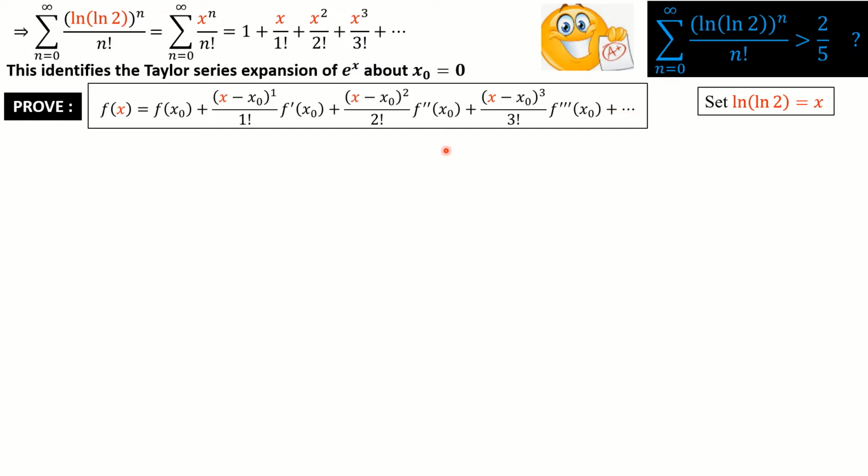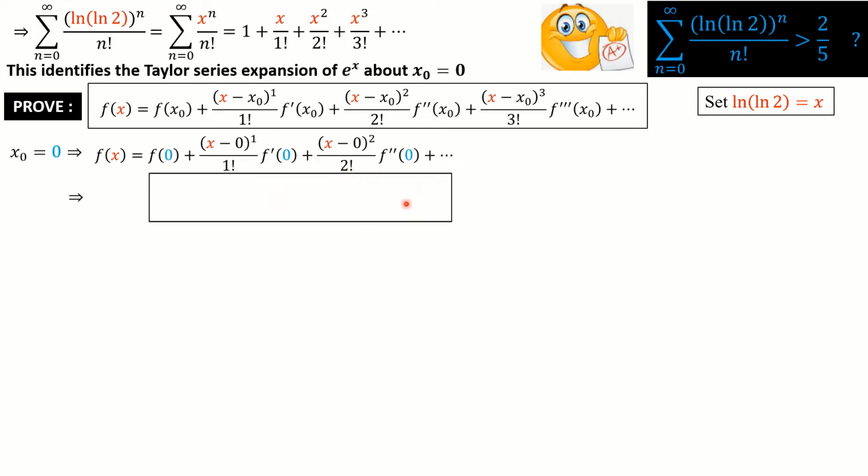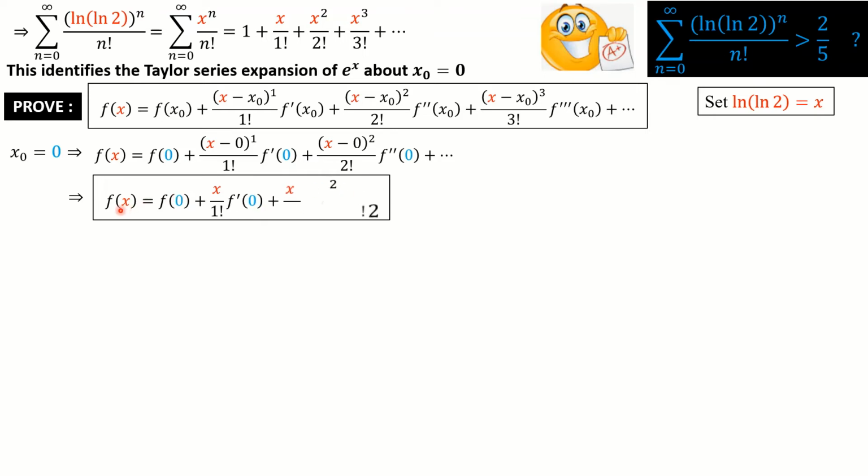Alright, so from there, if I replace x0 with 0, it now takes me to what we call the Maclaurin series expansion. Substituting x0 with 0, it means that my f of x becomes f of 0 plus (x minus 0) over 1 factorial times f prime of 0, and so on and so forth. Alright, so we can simplify things to having f of x to be f of 0 plus x on 1 factorial times f prime of 0.